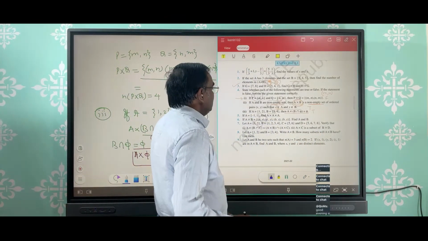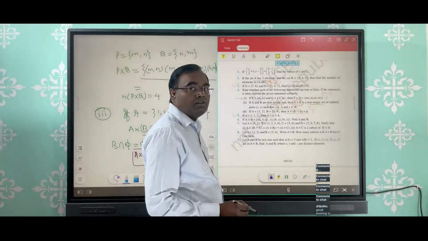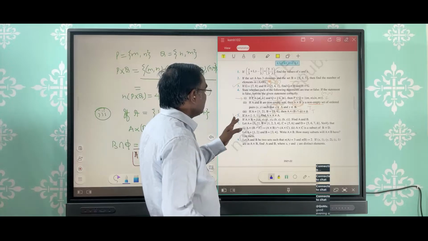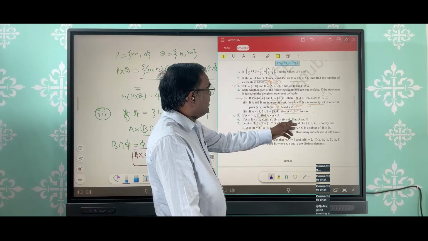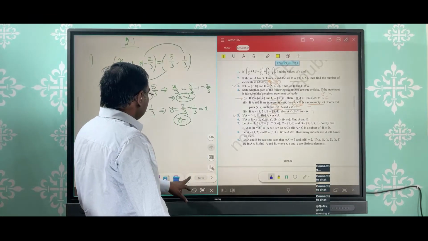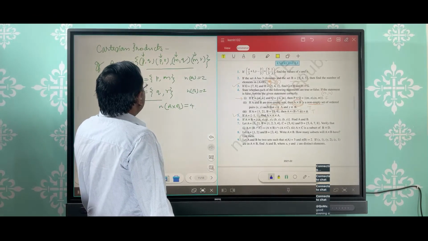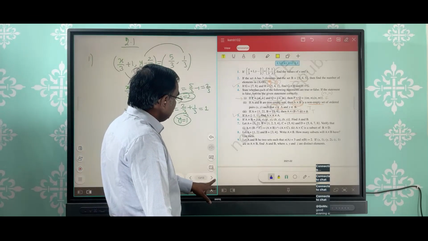So you can find this. I have already calculated for P. Okay, so you can do question number 5. If A cross B is this, find A and B. I have also done this for you. Find the separate set elements. So this is also easy. You can do this.